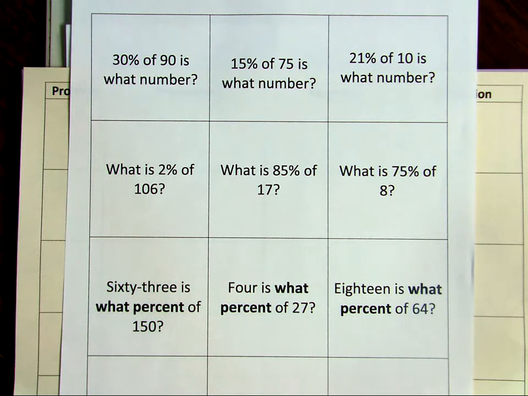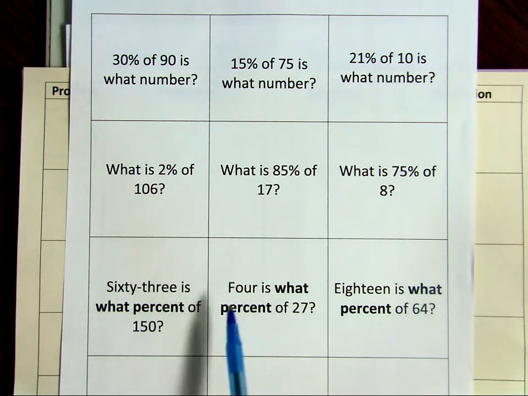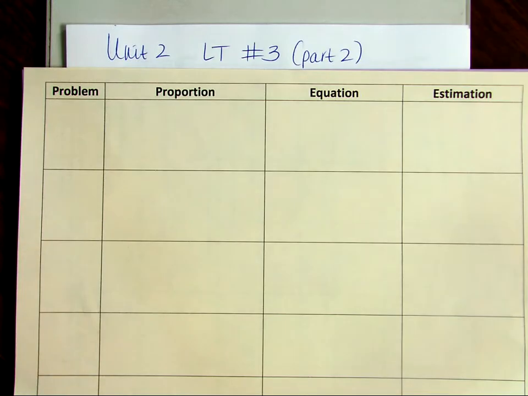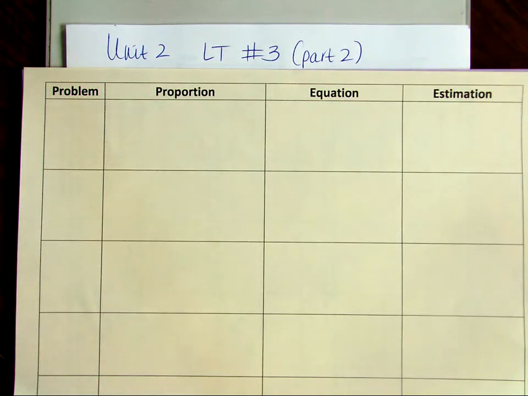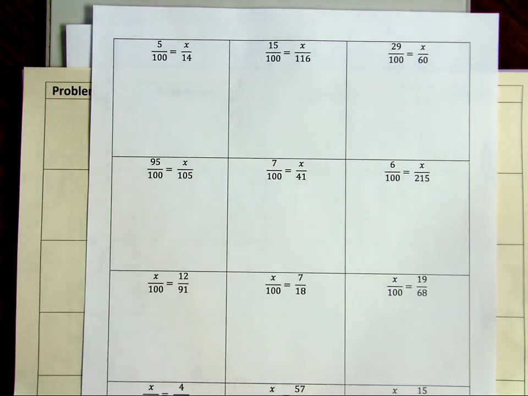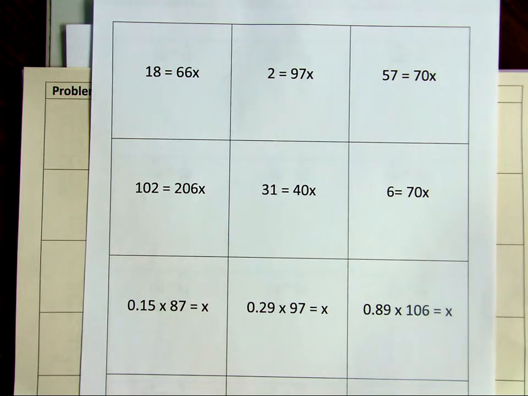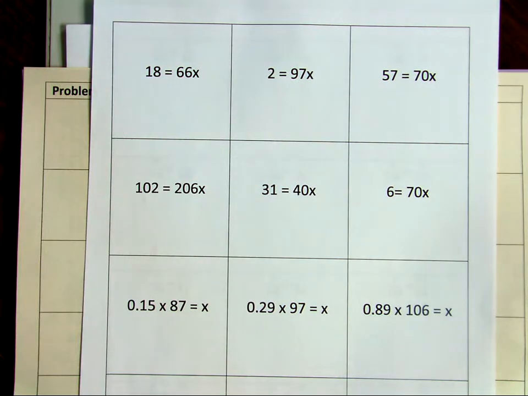So please just try to follow me today, guys. I know you'll get it. What is 85% of 17? 4 is what percent of 27, right? Okay? That's the problem. Then we learned the estimation, but let's do this next. Then we learned how to solve it with a proportion, right? Next, we learned how to solve it with an equation.